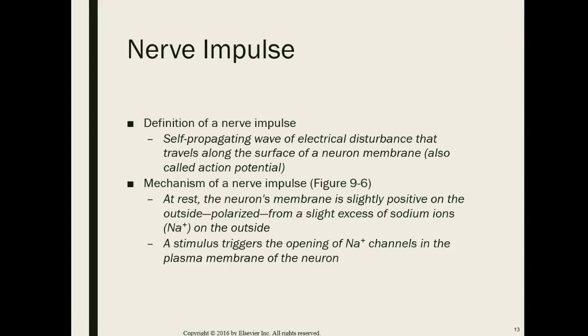So for this nerve impulse to take place, we have to start by thinking about the neuron at rest. So there's no impulse traveling through. When it's at rest, it has a slightly positive polarization on the outside. So there's more sodium ions on the outside of the neuron. A stimulus is going to trigger the opening of those sodium channels.